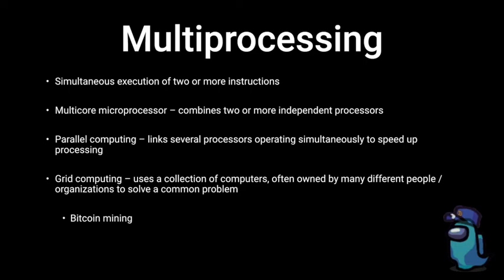Last is grid computing. This is when you use multiple computers. It can be any build, parallel or multi-core, it really doesn't matter. But this is when you have multiple computers, often owned by different people, to achieve a common task. An example of this is Bitcoin mining. They use many computers in order to mine Bitcoins because it takes a lot of computer power to get Bitcoins. I will post a link on Moodle to the article on how Garena Plus, a gaming platform, used players' computers to mine Bitcoins. So do look into that.